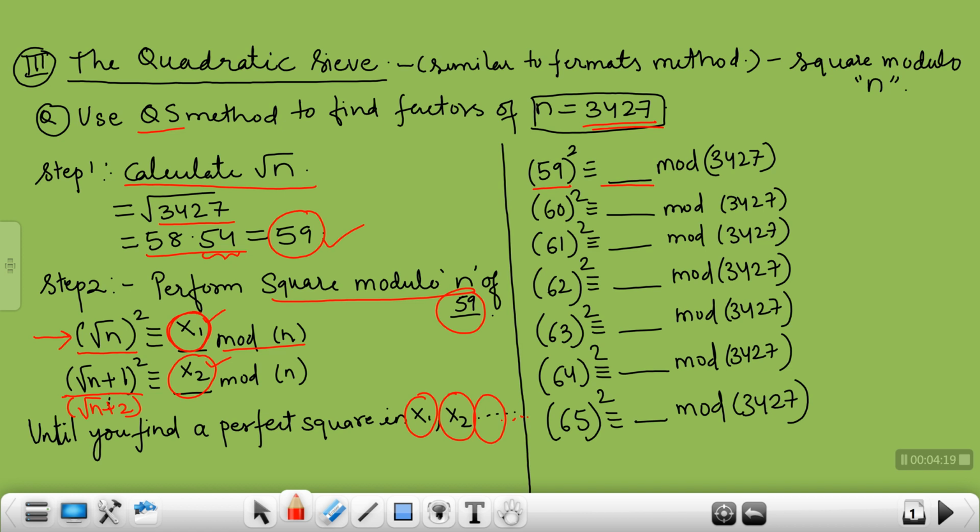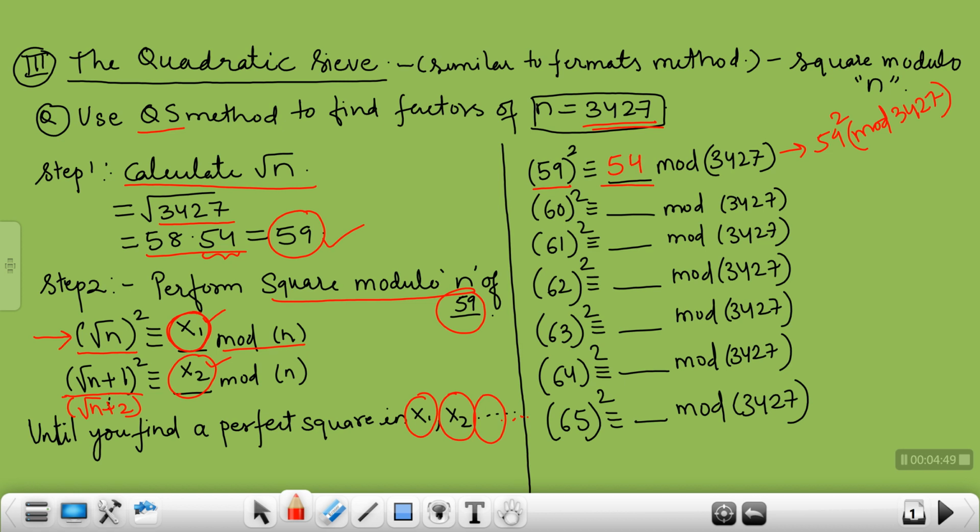Now, as you know, this expression is as good as 59 squared mod 3427. Whatever remainder we get, we will write it over here. So now you need to solve 59 squared mod 3427. When we solve it, we get the answer 54. So now my x1 value is 54.